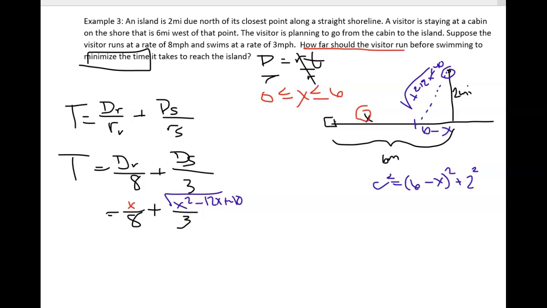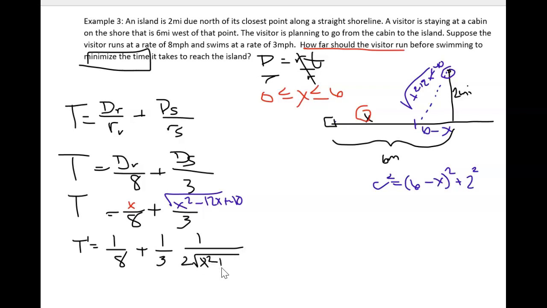Now we're trying to minimize, so we've got 2 potential endpoints plus the derivative of this function, which is going to lead us to a critical value that could also be the minimum. So let's take the derivative of this equation right here. T prime is equal to 1/8, which is the derivative of x over 8, plus 1/3, and then we know that for the derivative of a radical, we're going to do 1 over 2 times that radical.